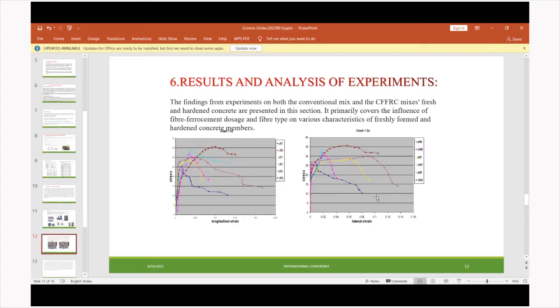Both graphs show the resemblance. If we place concrete with zero mesh, there is a decrease in the strength, and if we place concrete with 2 layers of mesh, there is a remarkable increase in the strength of concrete properties.